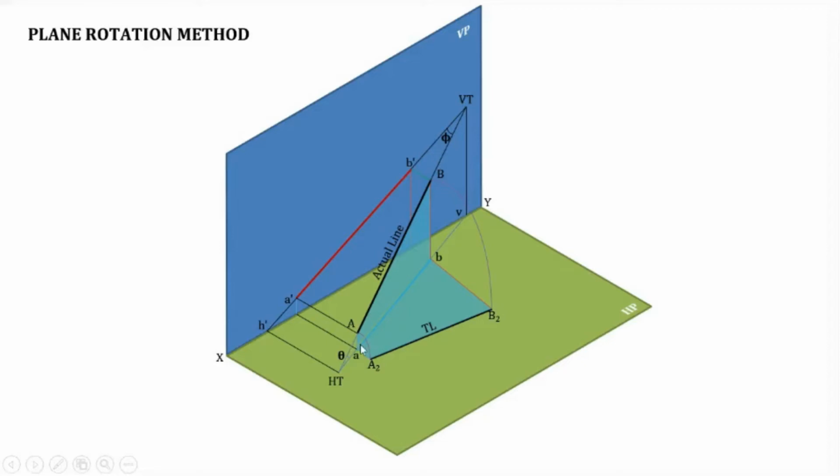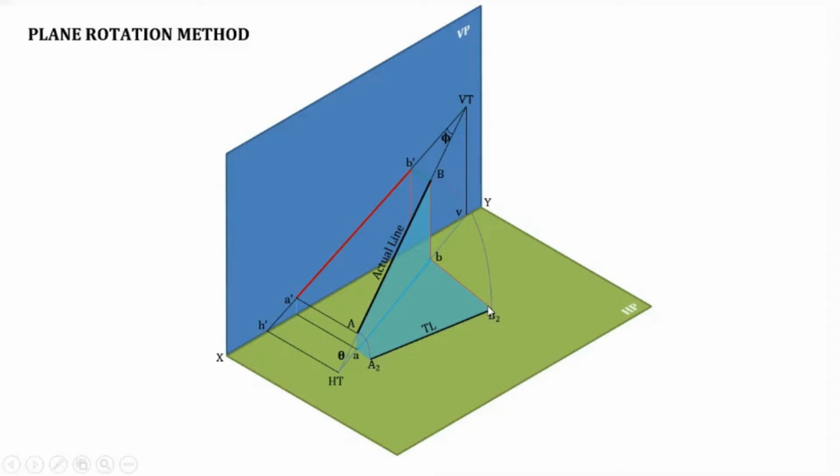Because AA is perpendicular, so AA2 should also be perpendicular to AB. Likewise, BB2 should be perpendicular to BB. So likewise, we are rotating it. That is why this is known as the rotating plane method. In this one, we are rotating a plane, this particular planar figure, the trapezium. It is rotated. That is the method. Now, this line AB2 should be of true length.